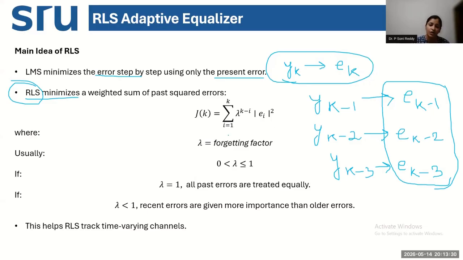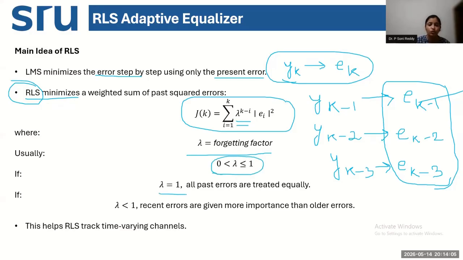How are we taking this into consideration? It uses this formula. It calculates a weighting based upon the mean square value of the error multiplied by some factor, lambda. This factor is called the forgetting factor. Okay. Now, what is this forgetting factor basically? The value of lambda lies between 0 and 1.